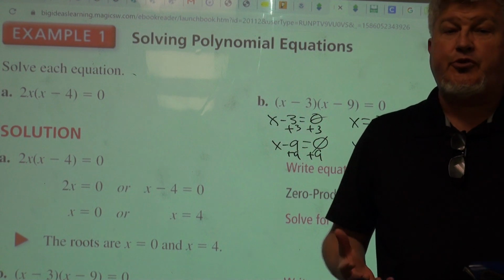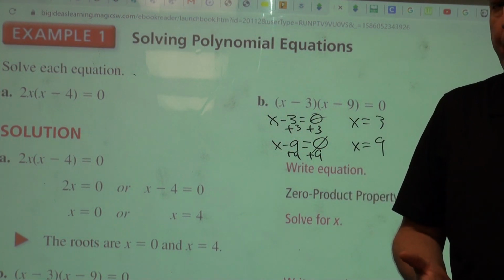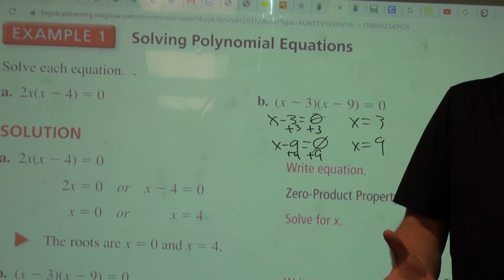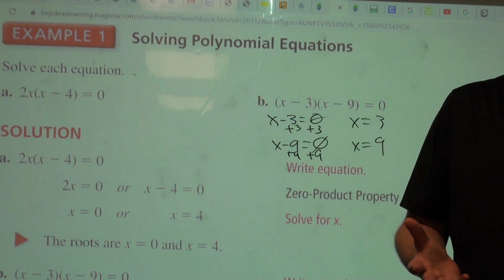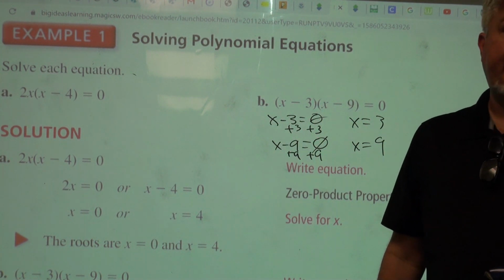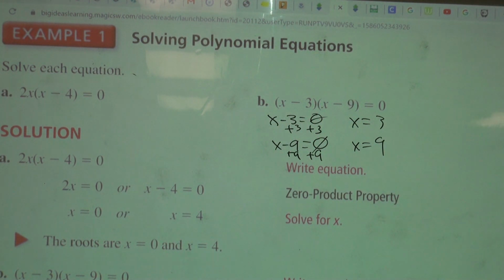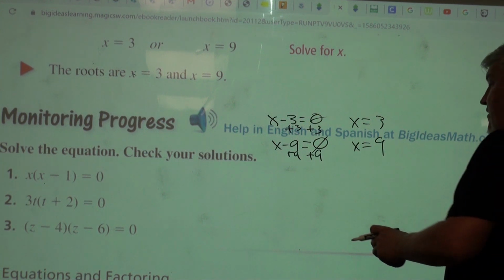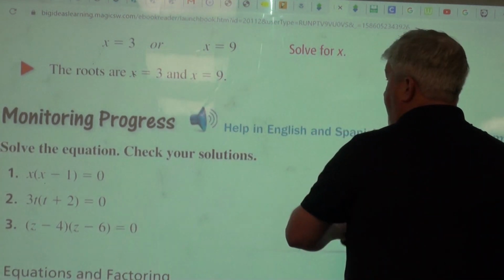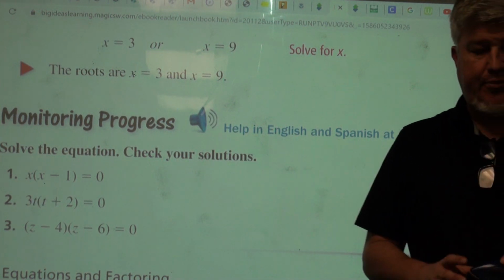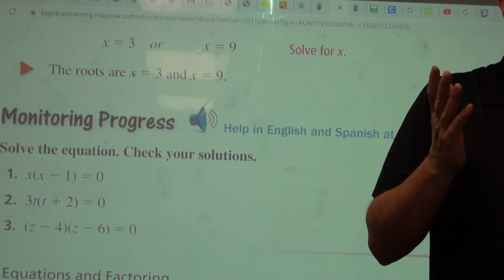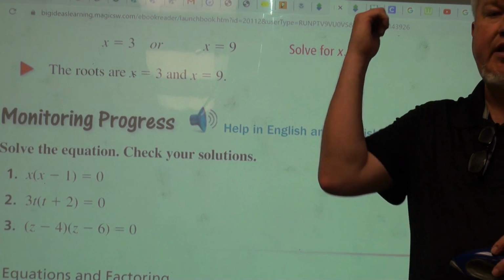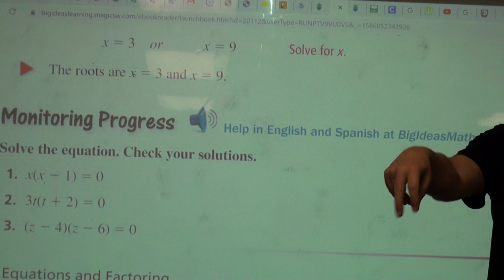I want to encourage you, please, have your book open to this page, or the copy that I made for you in Schoology, so you can follow what I'm saying. It's page 378. Monitoring progress, 1, 2, and 3. As always, get a piece of paper and a pencil out. Please check your ability to understand what we're doing and do problems 1, 2, and 3, and pause.